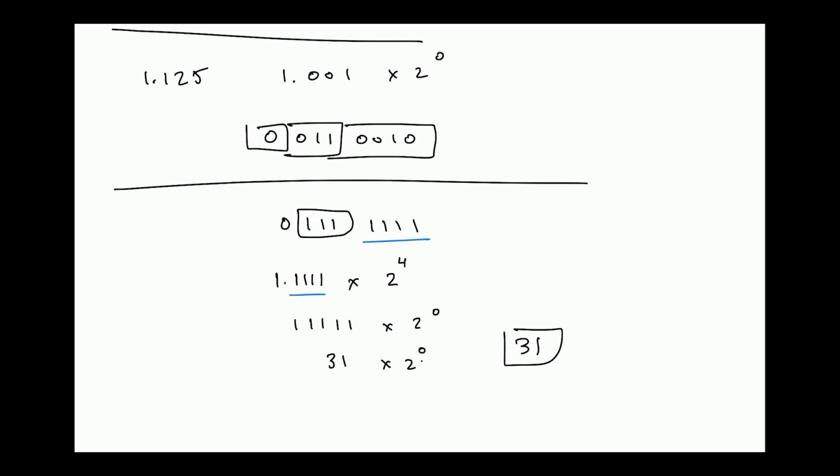We just said the biggest is 31. The smallest is minus 31. Zero ought to be in there somewhere. Okay? And so I can encode 256 different things in between minus 31 and 31. And as we've seen, though, with our 0.125 and our 1.125 example, they're not evenly sprinkled out in between there. Right? So imagine a number line between minus 31 and 31. Could you divide that evenly into 256 different little chunks?